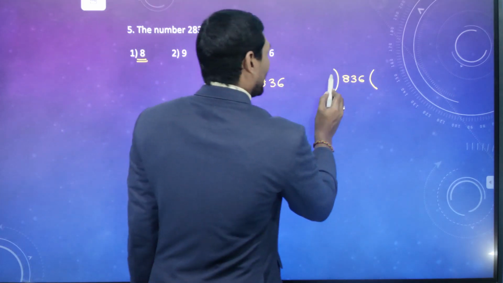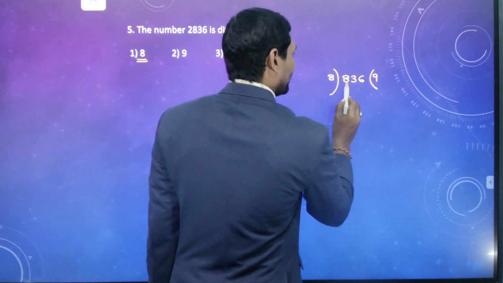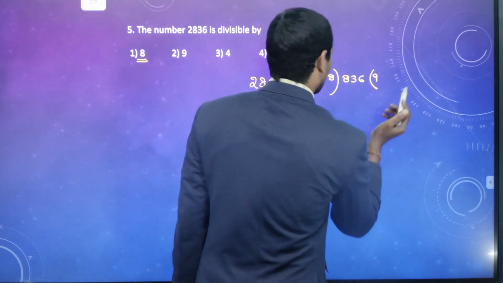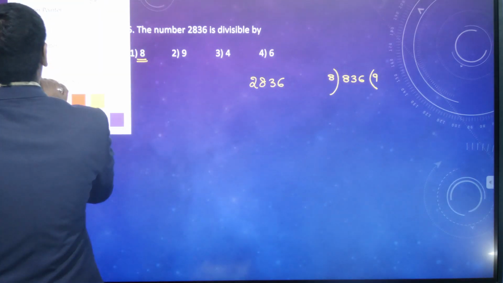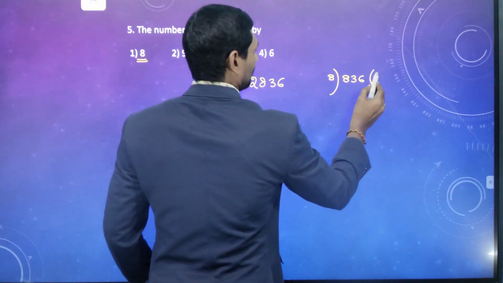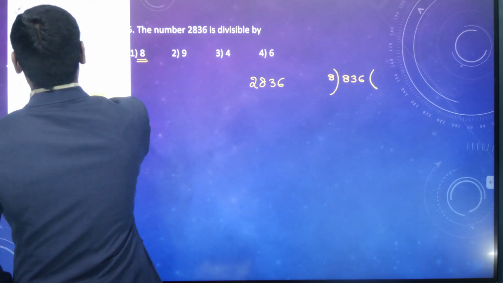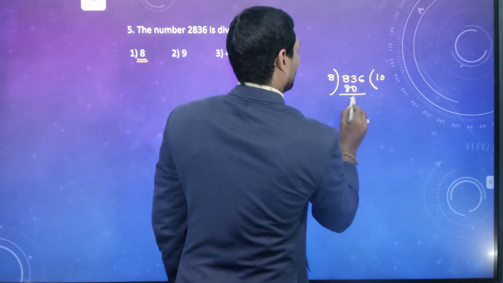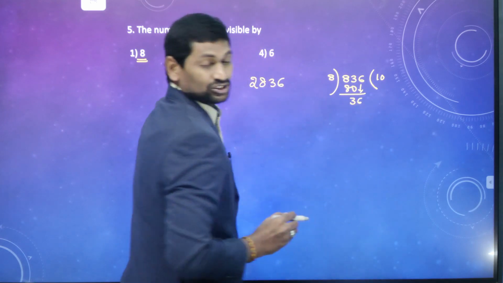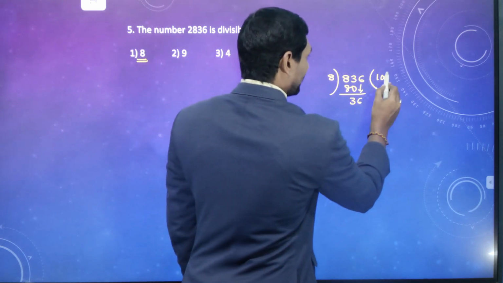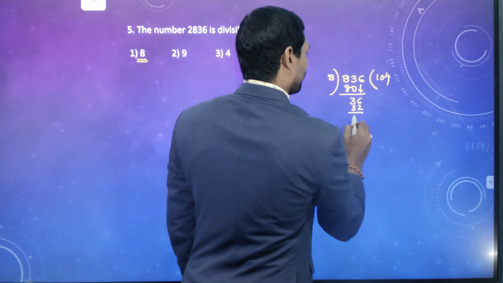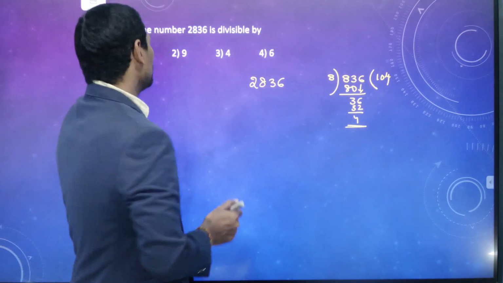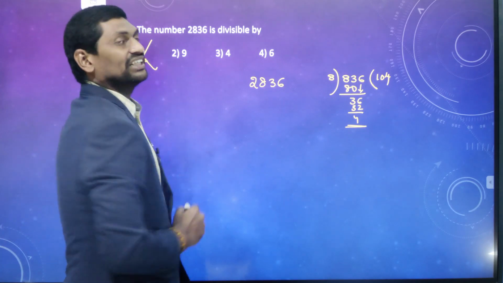Let us check. 8 table, 8 nines are 72. So 8 tens are 80. Yes, we can take directly 8 tens are 80. So 3 remainder, 6 carry down. So in the 8 table, 36, we are not getting it. 8 fours are 32, remainder 4. So the last 3 digits are not exactly divisible by 8. So option 1 is incorrect.